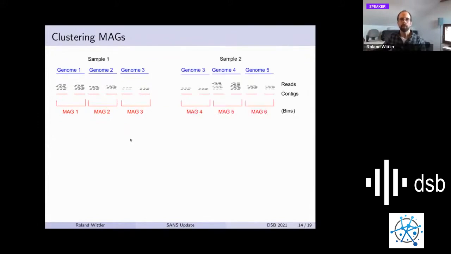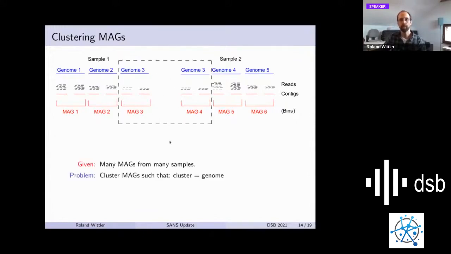You can also take several samples, and then what you can see here is that it usually happens that different samples contain the same genomes. So here, for instance, genome 3 is contained in both samples. And of course, you want to identify those genomes, but you don't know which MAGs. So you have different MAGs, but they actually come from the same genomes. And this is the setting here. We are given these many MAGs, and we want to cluster them such that all the MAGs in one cluster belong to the same genome.